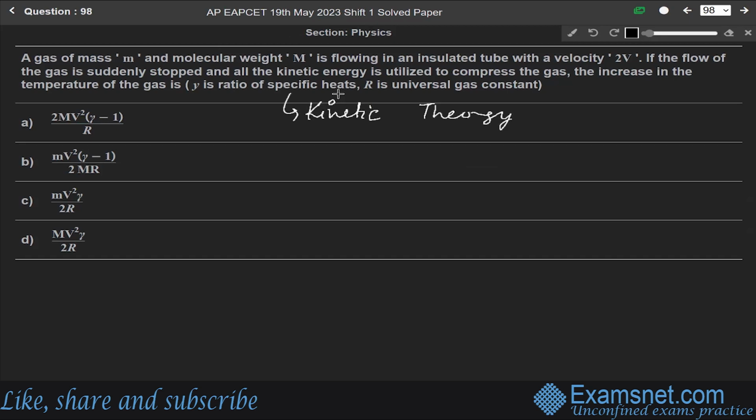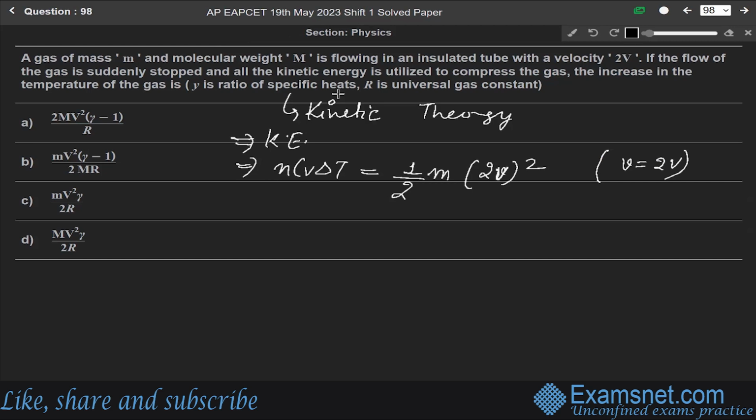So for the increase of the temperature, first of all, the change in internal energy will be the kinetic energy of the molecule. So the kinetic energy of the molecule will be nCv delta T, which will be equal to half mV square, where V is 2V whole square, as velocity is given as 2 capital V in the question itself. The change in internal energy will be equal to the kinetic energy of the molecule.